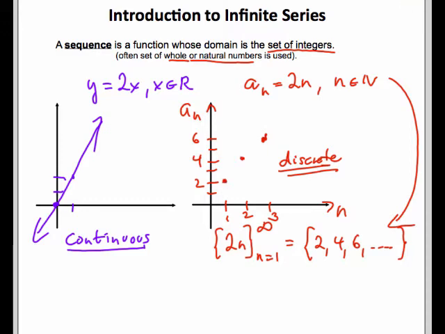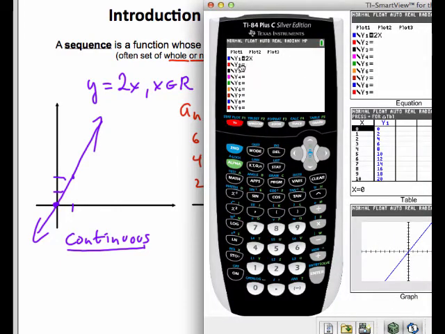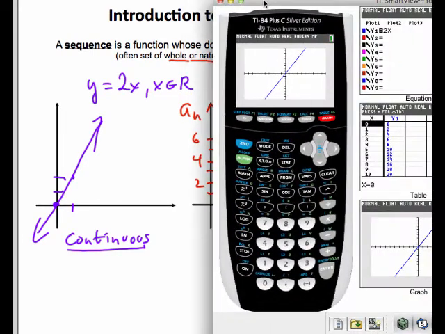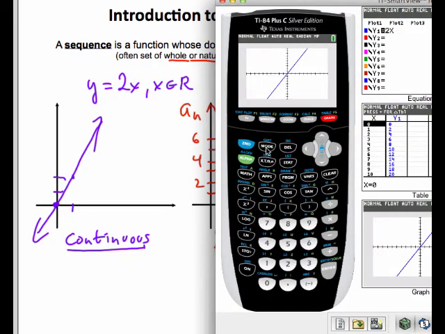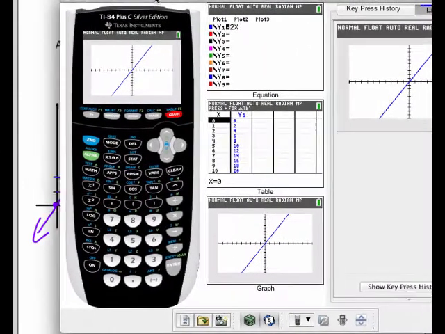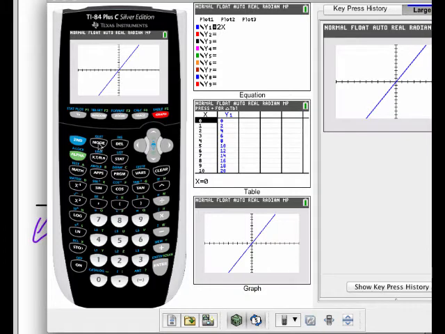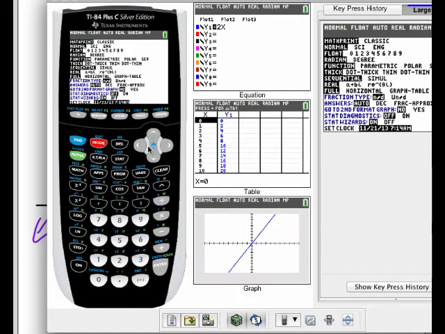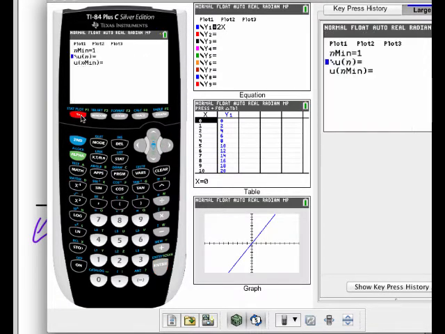Now your calculator will graph in sequence mode, so let's just look at that. So my calculator is set up with y equals 2x, press the graph, you get the continuous function. You know how to do that, but how do you graph it in sequence mode? So on your mode button right here, press mode, and then down on the 5th line, I think that is, where it says function, move over to where it says SEQ, sequence, and then go back to y equals.